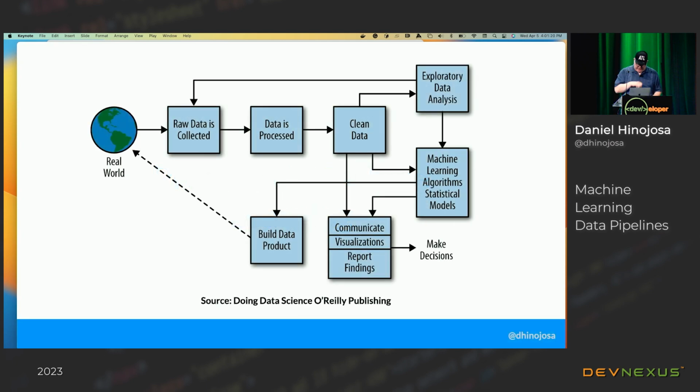This one is from a book called Doing Data Science, and this shows the process for doing any kind of machine learning. We have raw data that is collected from the world. That data could be good, could be old, could be inconsistent, could be missing values. How do you go about handling that? You then process the data, clean the data, because not a lot of things are perfect when it comes to your data. So you would have to undertake some kind of cleaning.